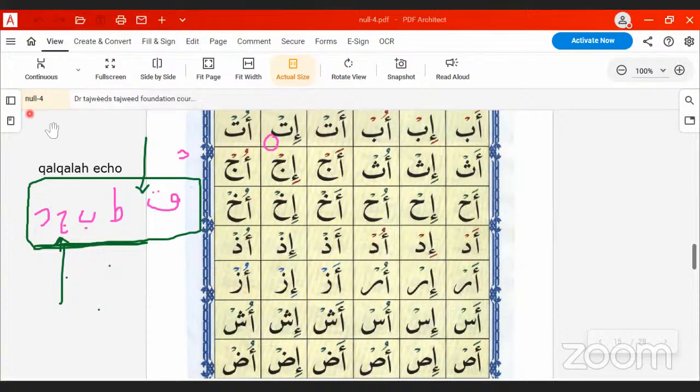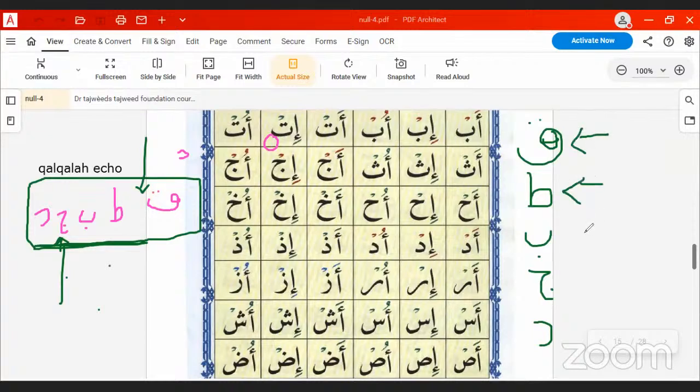Yes, there are 5 kalkala letters. Which are they? Qaf, Ta, Ba, Jim, and Dal. So whenever you come across these letters in the Quran with a sukoon, don't forget about the kalkala. Okay. For example, Qul huwallahu ahad. The word ahad. When you're stopping, we have to apply the kalkala properly.